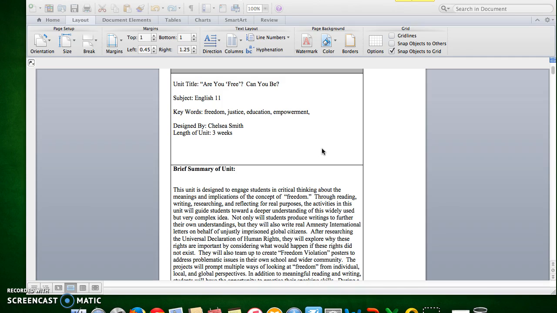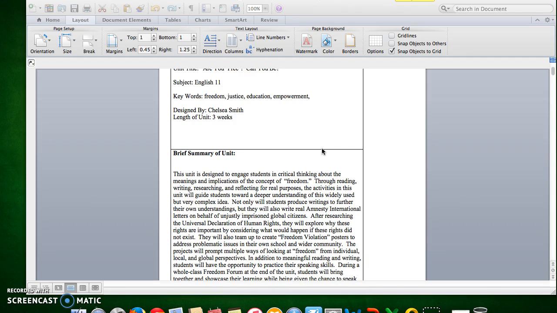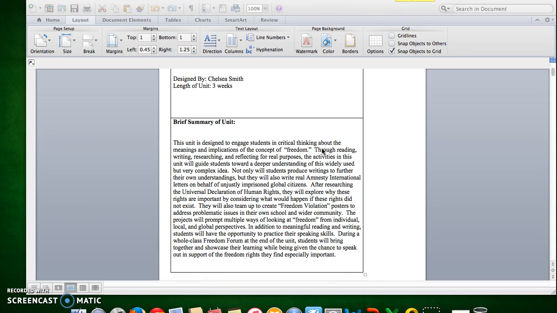So now I want to get my students to start thinking about freedom and what freedom truly means. And so I hope to start off the spring semester with this unit.